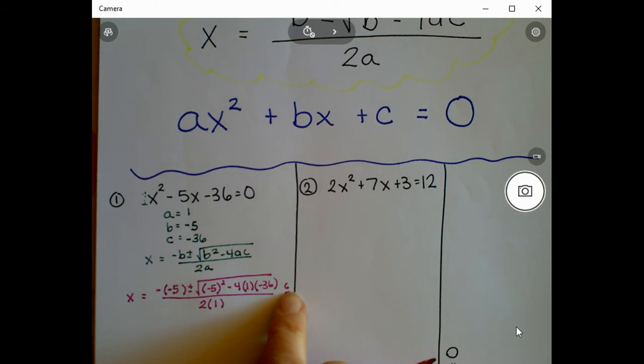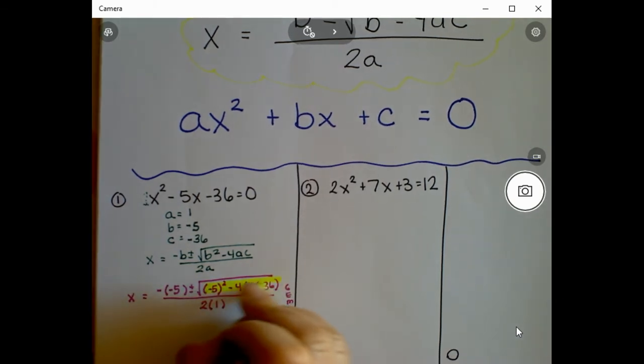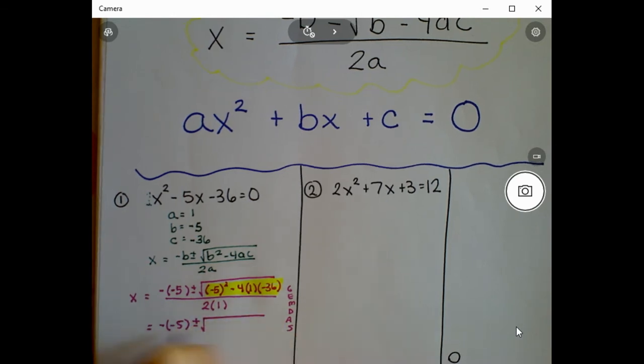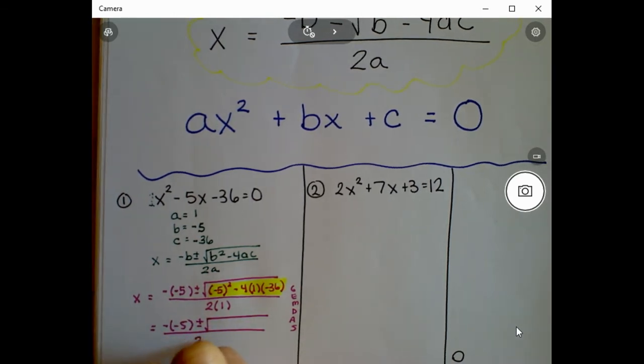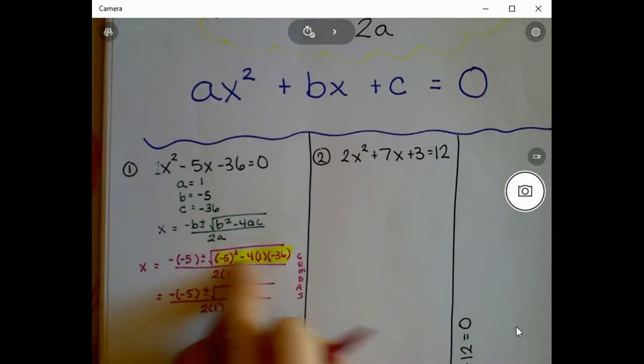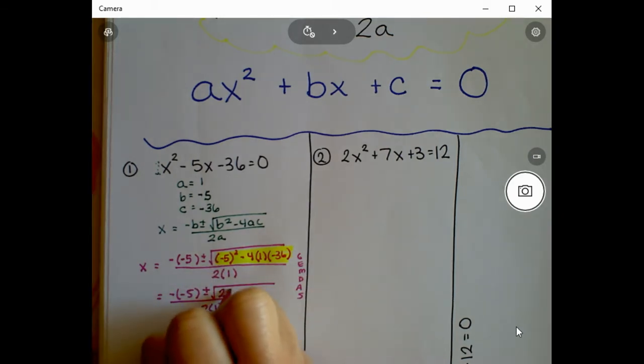So, do we have any groups? Yes, we do. This is actually considered a group, all of this stuff under the radical. So that's what we're going to focus on simplifying first. So that minus negative 5 can hang out there in the front, plus or minus, and 2 times 1 right there. All right, in order to simplify this, we're going to use the order of operations. So we have exponents. Negative 5 squared is negative 5 times negative 5, which is positive 25.